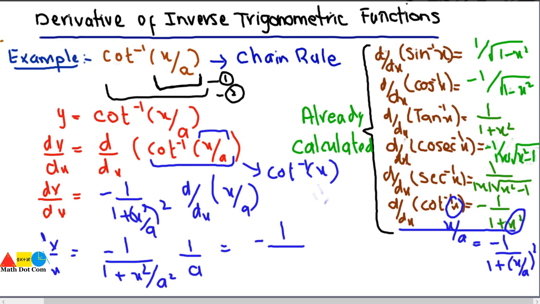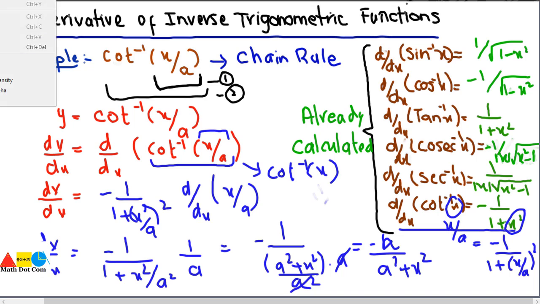So the derivative is minus 1 over (a square plus x square) divided by a square, as we have taken the LCM, times 1 over a. So this a will be cancelled with this a square, and the answer will be minus a divided by a square plus x square. So this is the derivative of the given function. By using a shortcut method, you need not use the chain rule to find the derivative.